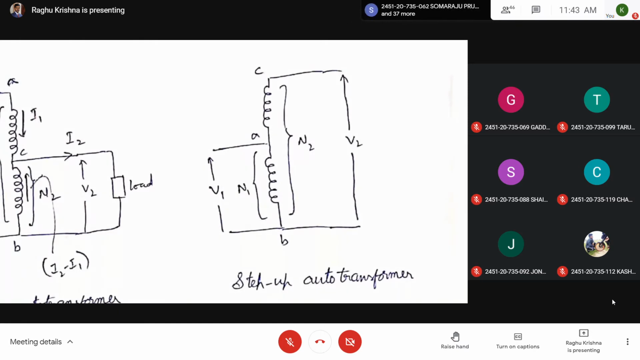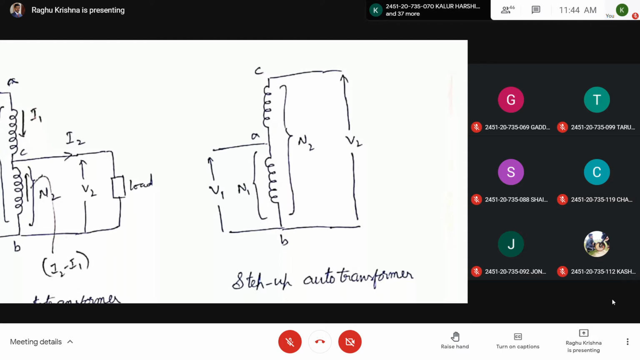Now here the winding is divided into two parts. The part of the winding which is common to both primary and secondary is AB. Full winding is BC, B is the bottom and C is the top. Out of this full winding, AB is common to both primary and secondary.